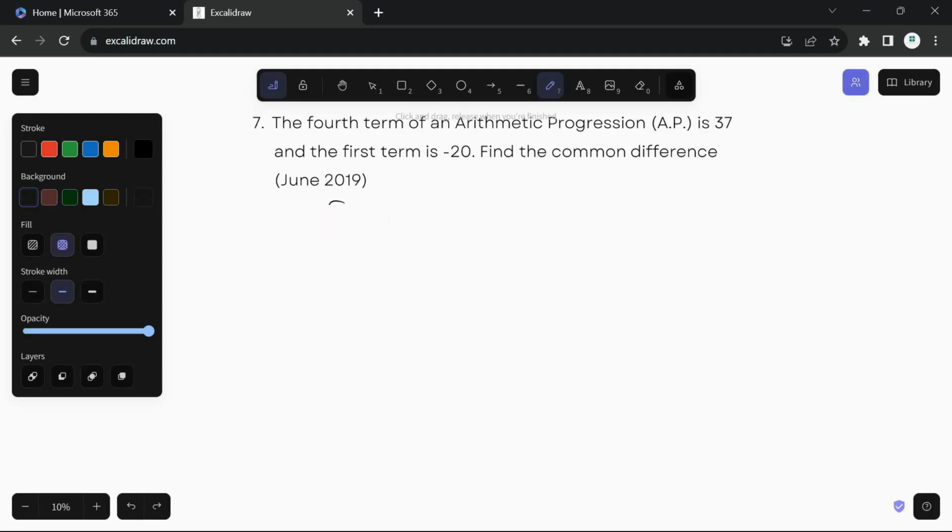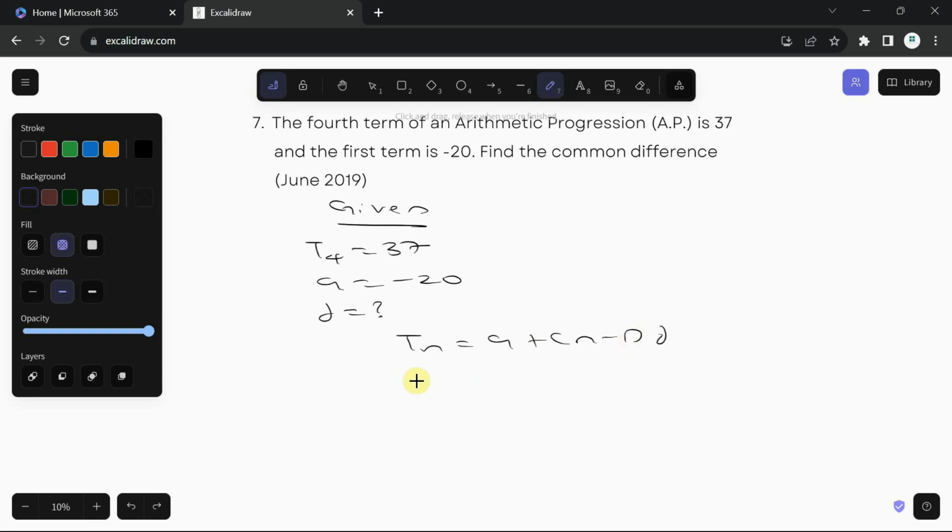So what are we given? We're told that the fourth term, which is T4, is equal to 37 and the first term, which is A, is equal to minus 20. Right? So we should find the common difference, which is D. So we know our formula for arithmetic progression is Tn is equal to A plus n minus 1 D. So our T4 will be equal to A plus 4 minus 1 D, right? So our T4 will be equal to what? A plus 3D. So our T4 is 37, our A is minus 20, and then plus 3D. We don't have our D because that's what we're trying to find.